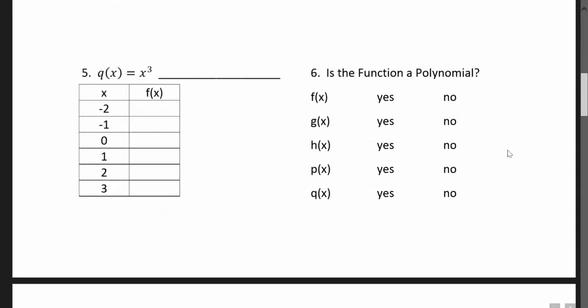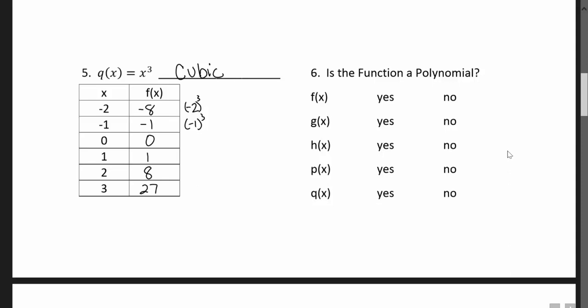And then last, because my exponent is a 3, this is cubic. So negative 2 cubed is negative 8. Negative 1 cubed is negative 1. 0 cubed is 0. 1 cubed is 1. 2 cubed is positive 8. And then 3 cubed is 27.